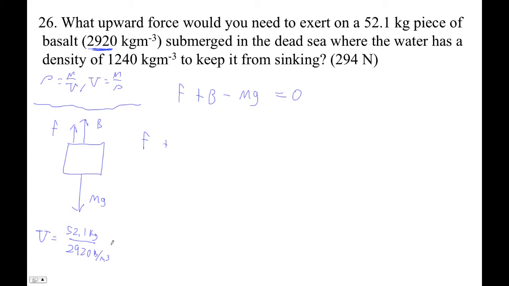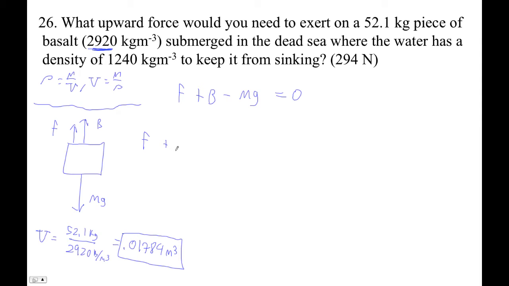All right, so here we go. 52.1 divided by 2920, and that is a whopping volume of 0.0178 cubic meters. All right, let's keep that in mind. So now we're all set. Now we can figure out the buoyant force.